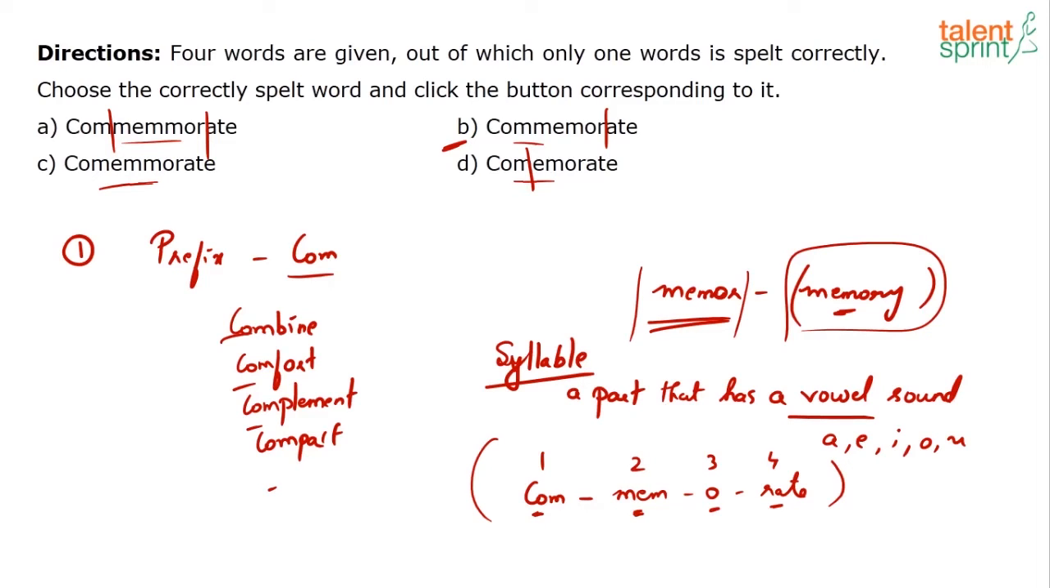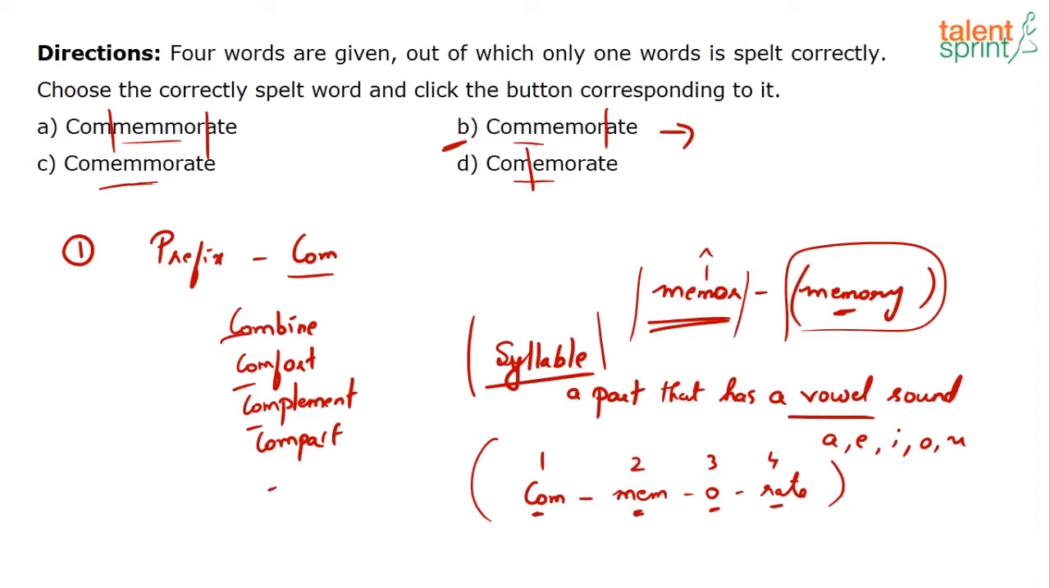Commemorate. If you look up the meaning of this word, commemorate means to keep alive or honor the memory of someone. That's the meaning of this word. But for us to figure out the spelling of this word, this is another strategy you can apply: divide the words syllable-wise. So the first thing we said is go by prefixes, suffixes, root. The second thing is syllable-wise. And the third thing is memory.